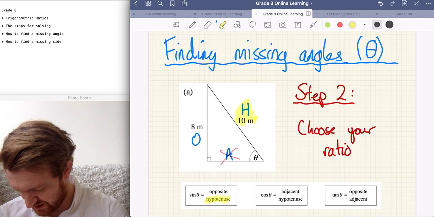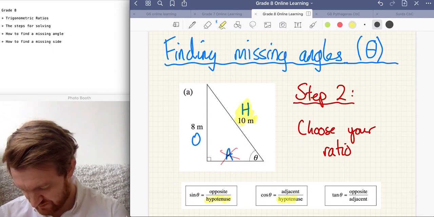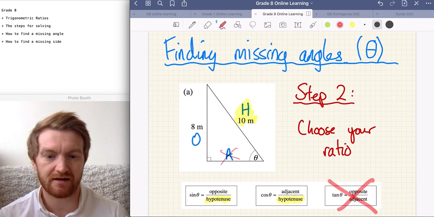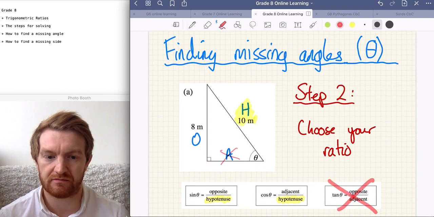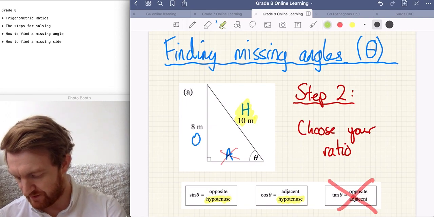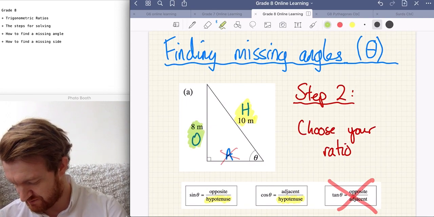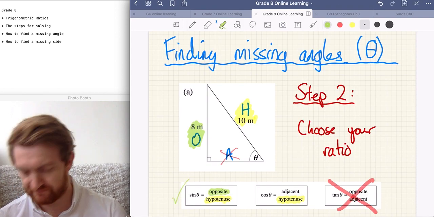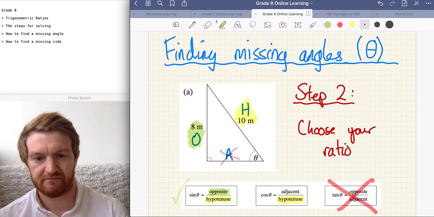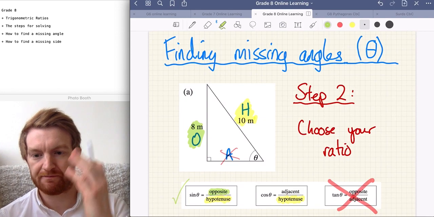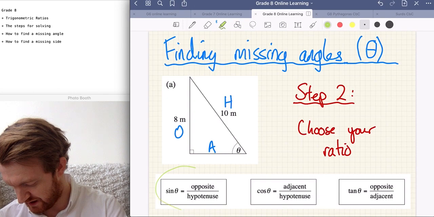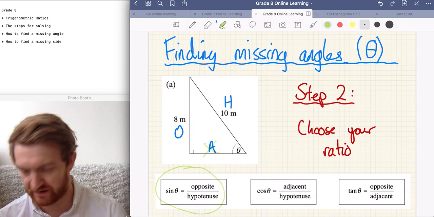There's a hypotenuse here, so I might be able to use sine, or I might be able to use cosine. But we can see that tangent does not contain the hypotenuse, so we're not going to use tangent. Then we say, okay, we've got the opposite over here. That one is included here. That one's got both of them. Let's use this one here. Now we know we're going to use sine, because we're ignoring that.